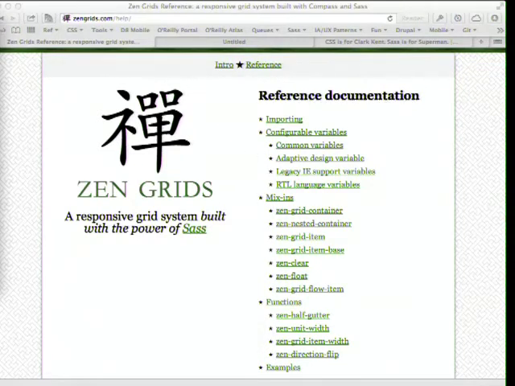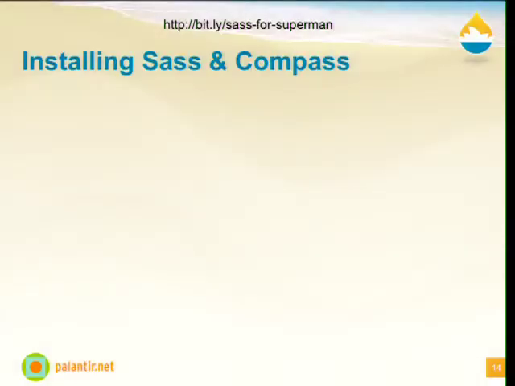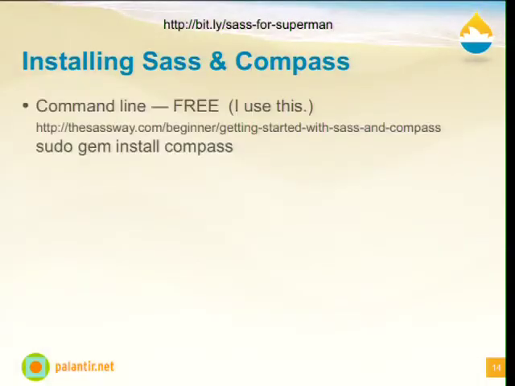You can find my mouse, there it is. So this is a link to a blog post that discusses in detail how to actually install it, but it boils down to just a single command. If you have Ruby on your system, which if you have a Mac, you already have Ruby. If you have Windows, there's a little Ruby installer you can find. The blog post talks about where to find it. Once you have Ruby installed, you run this single line from the command line, sudo gem install compass. It will actually install Compass and Sass for you with this single command, and that's it, you're done.